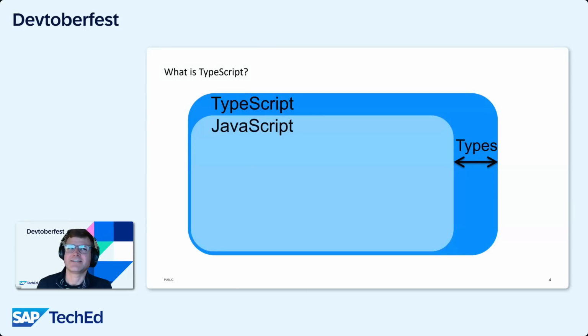Okay, let's get down to things. So, what is this TypeScript? What's it all about? Very basically, TypeScript is JavaScript plus types. In other words, TypeScript is a superset of JavaScript, and types are the difference between the two. And you can see in this diagram, it's nice and simple. You can see that TypeScript is a superset. It's more than JavaScript, and the difference between the two is just the types. That's all it is.